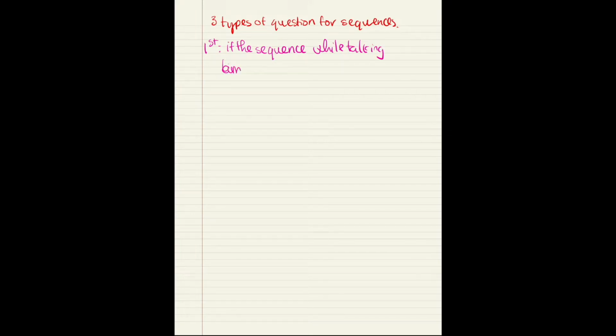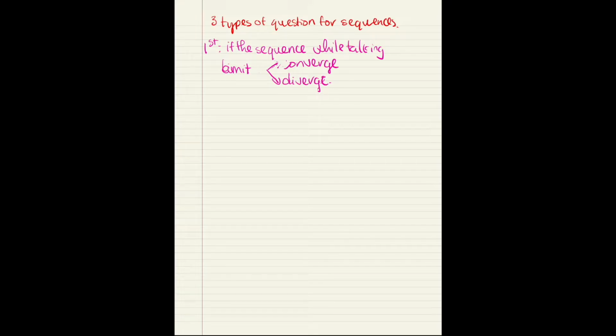So there are 3 types of questions for sequences. Question number 1, they are going to ask whether the sequence, while taking limits, converges or diverges.